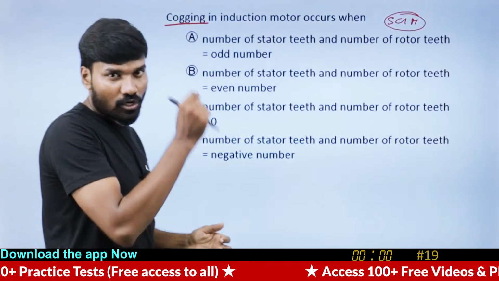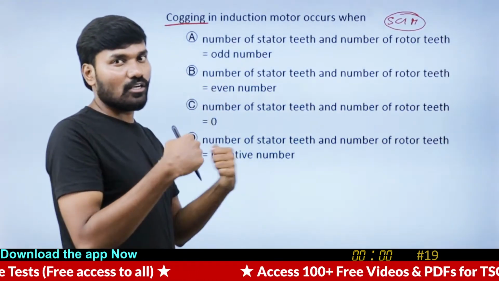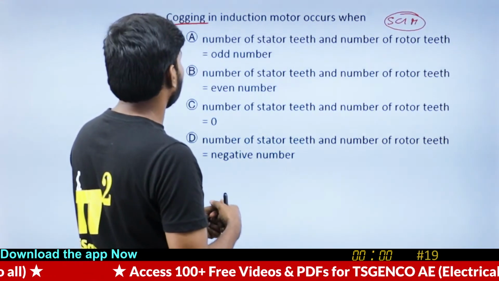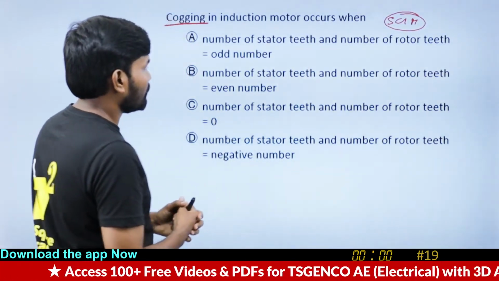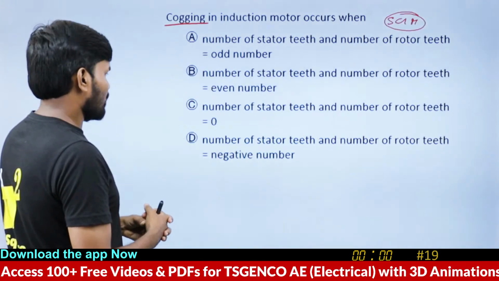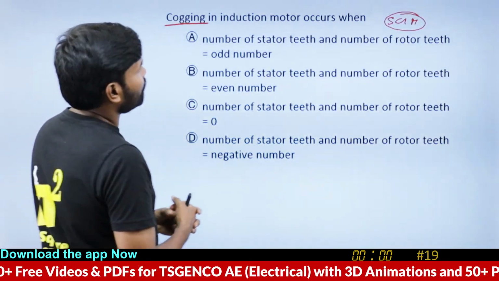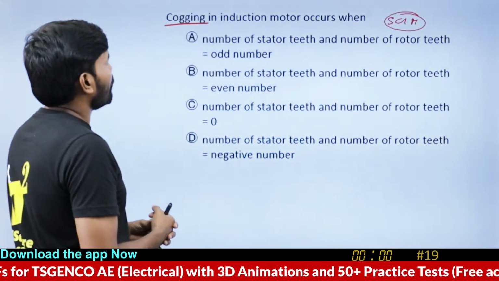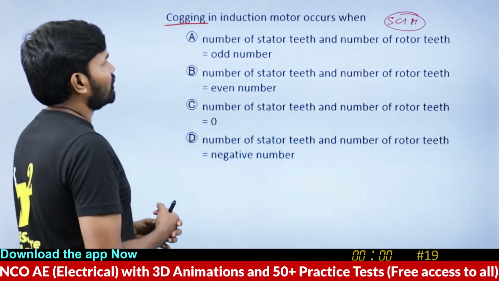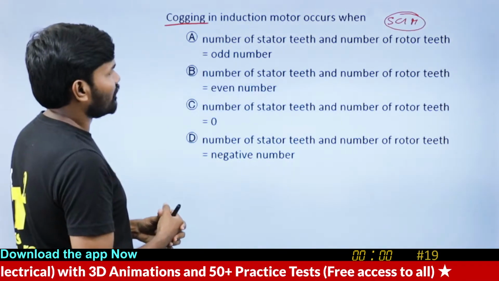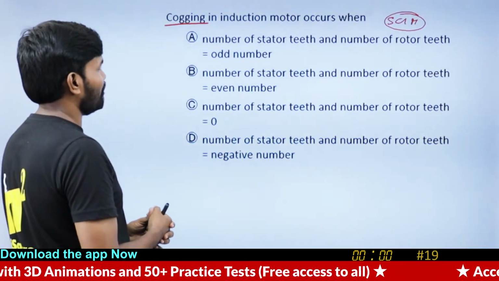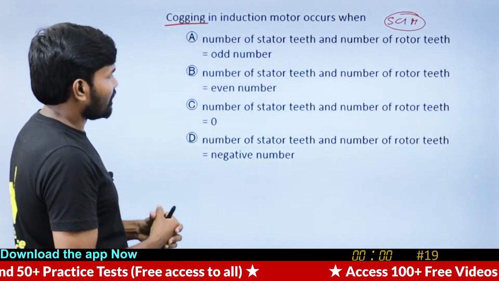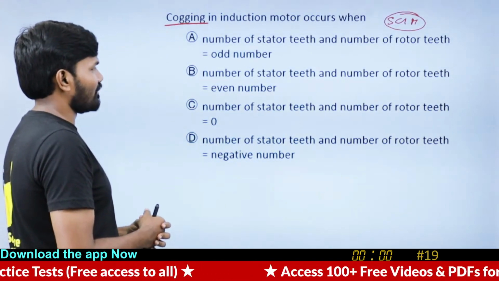That slot tooth difference will lock it. That's due to the number of stator teeth and the number of rotor teeth being equal. Number of stator teeth and number of rotor teeth is equal to an odd number. Number of stator teeth and number of rotor teeth is equal to an even number. Number of stator teeth and number of rotor teeth is equal to 0.